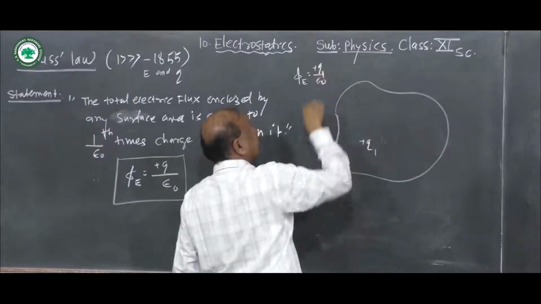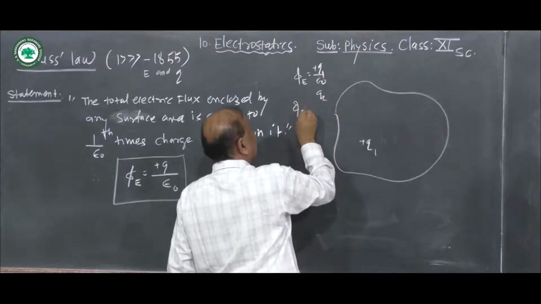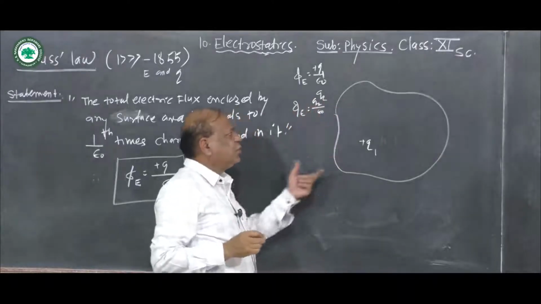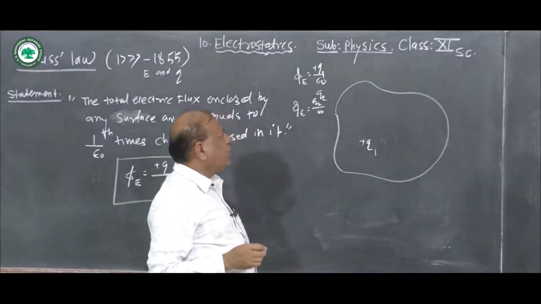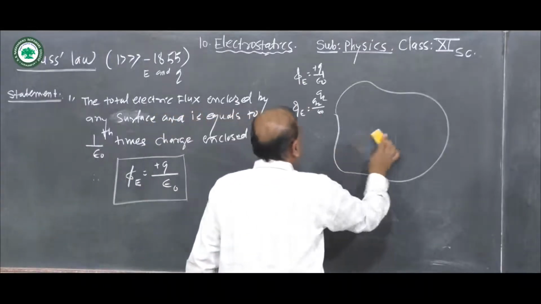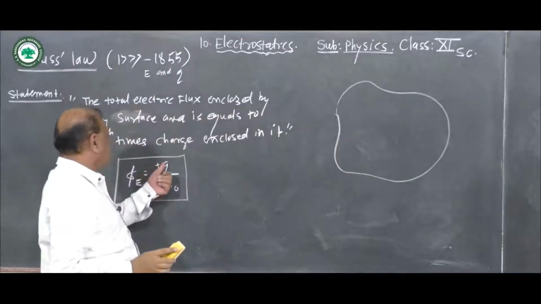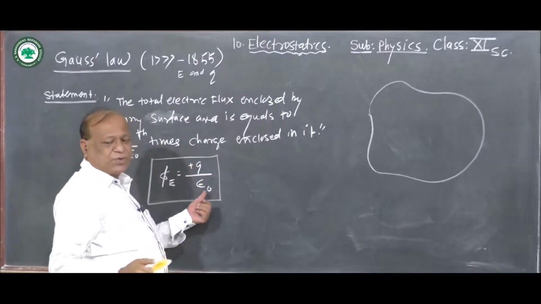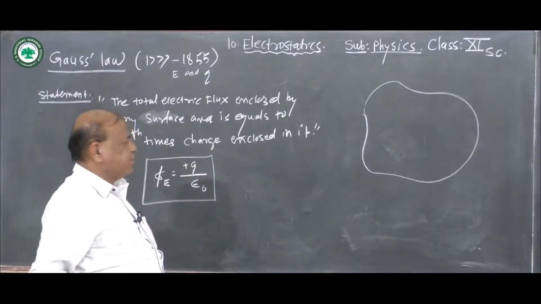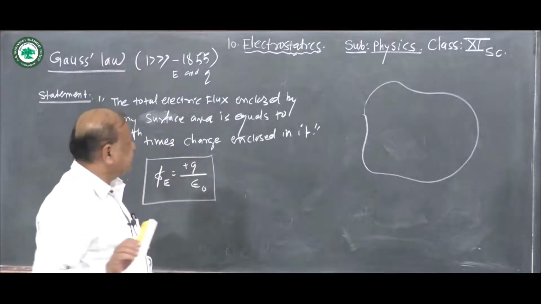Here the charge is Q1. If the charge is Q2, then phi E is equal to Q2 divided by epsilon 0. Here epsilon 0 is the permittivity of free space or a vacuum. In this way, generally we write that electric flux phi E is equal to plus Q divided by epsilon 0. And now we have to prove this theorem, that is the Gauss law in electrostatics.